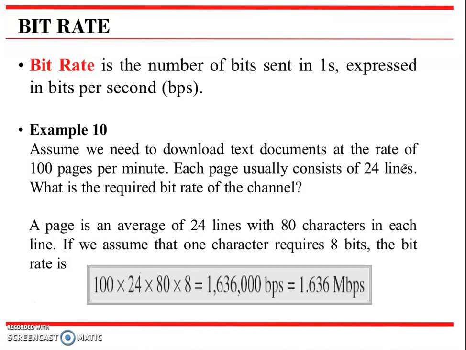Okay, kalau kita nak mengukur sejauh mana dia punya kelajuan, how fast of our link, we are using bit rate lah, bit per second. Okay, look at this example. Assume that we need to download text document at the rate of 100 pages per unit. Each page usually consists of 24 lines. Okay, what is the required bit rate of the channel?